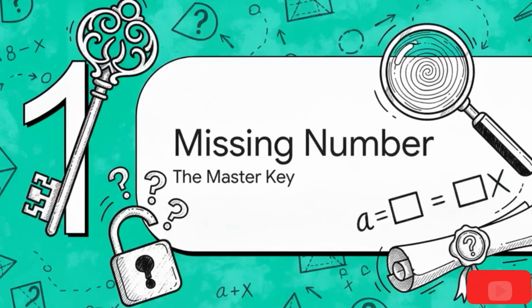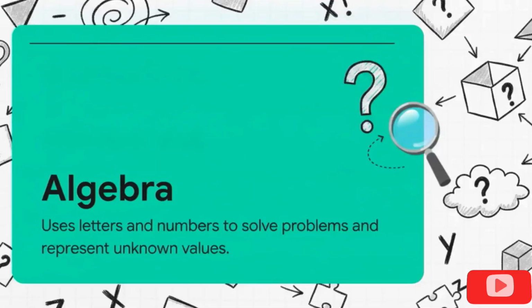All right, section 1. Finding the missing number, the master key. Let's start with a really clear definition. Basically, algebra is just a branch of mathematics that uses letters, which we call variables, along with numbers to solve problems and represent unknown values. I know, it sounds super technical, right? But honestly, it just means we're using placeholders for numbers we haven't quite figured out yet.